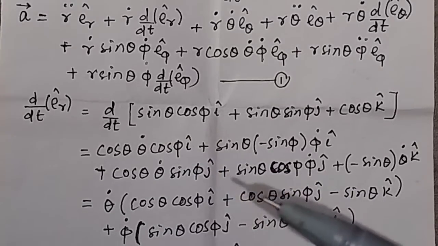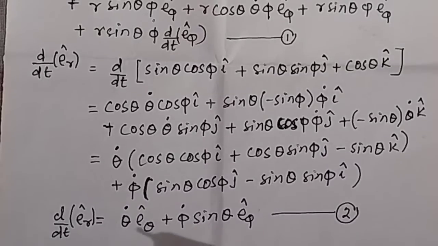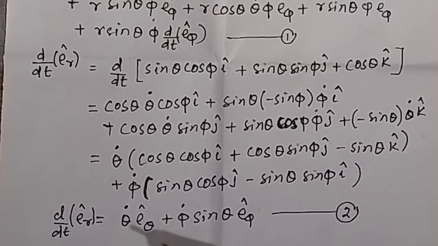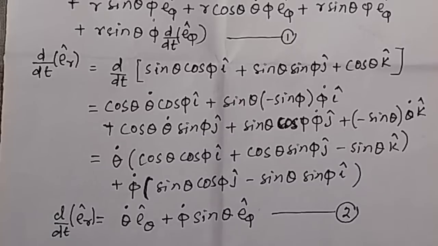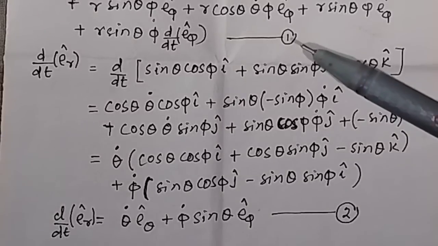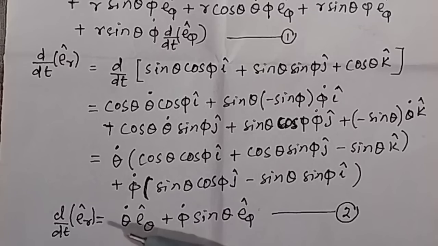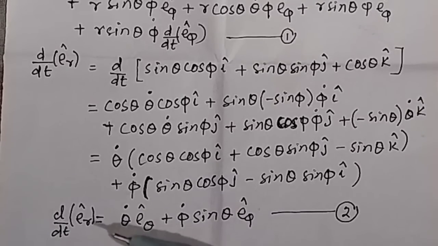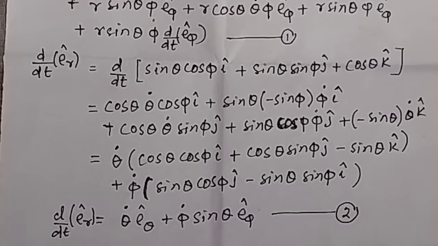So if you calculate the derivative of er cap with respect to t, then you will have theta dot e theta cap plus phi dot sin theta e phi cap. Suppose this is equation number 2, and this is equation number 1, because you have to substitute the value of the derivative of er cap, e phi cap and e theta cap in equation number 1.